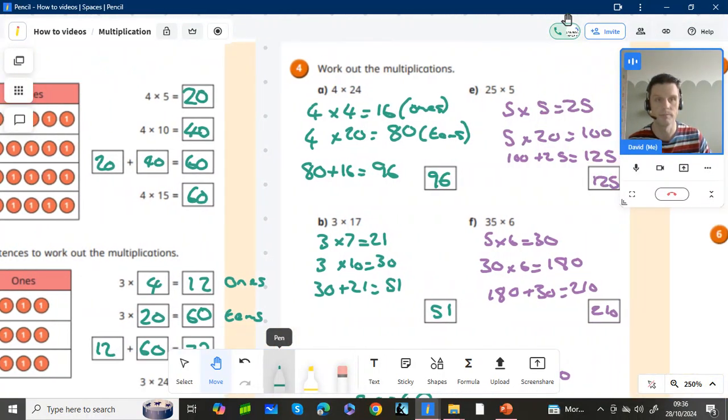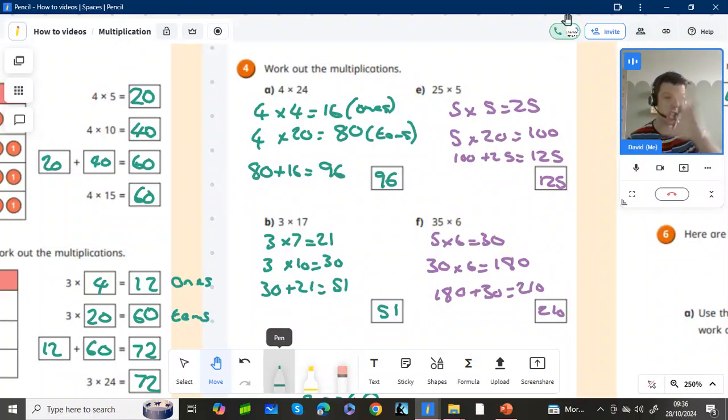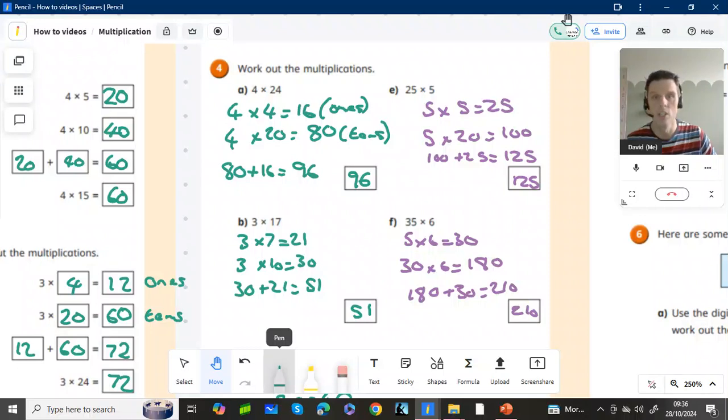Question 4, I'll do the top 4. I know it says A, B, E, F, but for the previous part, I split it into top and bottom, and I wrote in different colours so you didn't get confused with the writing. So here it's 4 times 24 is 96 for A. For B, 3 times 17 is 51. E, 25 times 5 is 125. And for F, 35 times 6 is 210.